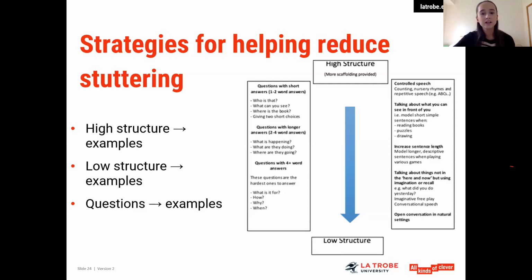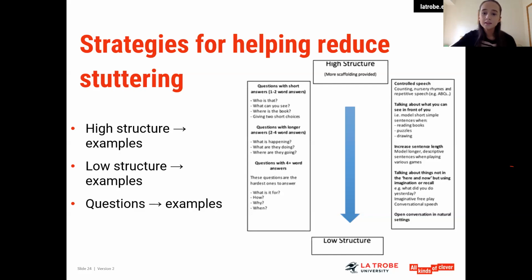The diagram on the right illustrates this process and may help you understand how to build up your child's ability to produce smooth speech. On the left-hand side of the diagram, we have examples of questions that you can ask your child that require less complex answers to more complex answers. At the top, the first questions are, who is that and what can you see? Which typically may only require a 1 to 2 word response. Whereas at the bottom, more complex questions include why and when, which may require the child to elaborate a bit more.